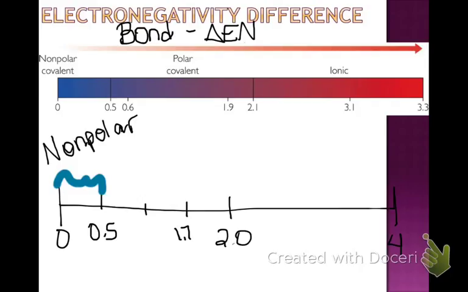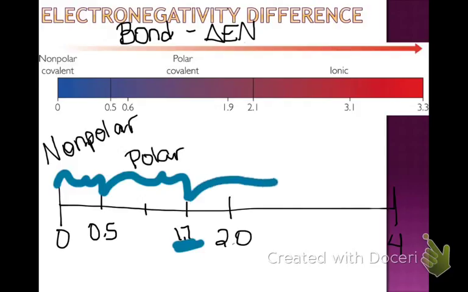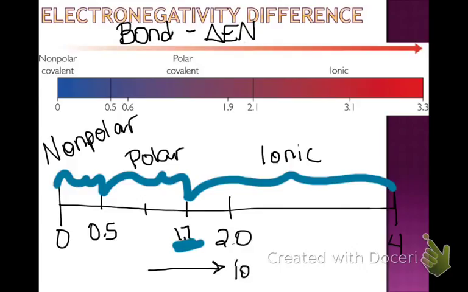From around 0.5 to about 1.7, your textbook says 2.0, but the Regents says 1.7, so use the Regents' value. That's polar. And above that is ionic. This is a continuum, so if you notice the book's image, and this is why I have the book's image, it shows it's shaded in. So really, the more in this direction you go, the more ionic it is.